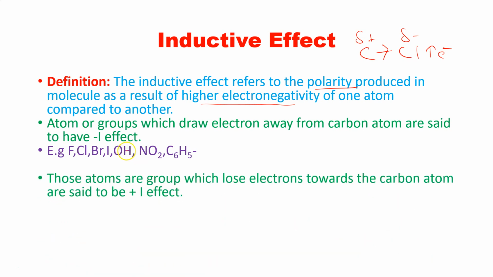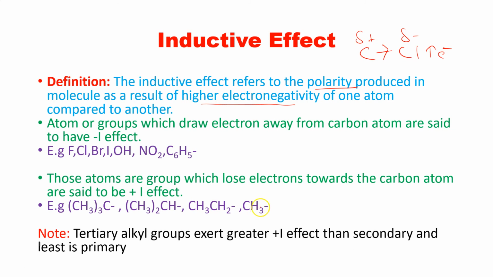And there is one more kind: those atoms or groups which donate electrons towards the carbon are said to have a positive inductive effect. These are some examples showing a positive inductive effect: tertiary carbon, secondary carbon, then ethyl, and then methyl. Out of these, a tertiary alkyl group exerts a greater positive inductive effect than secondary, and least in primary.